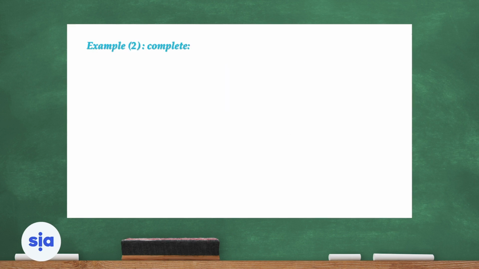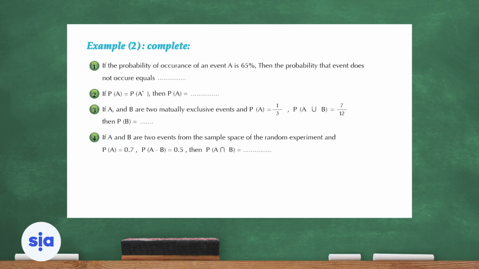Let's now move on to example 2. The question here is asking me to complete. Question 1 says, if the probability of occurrence of an event A is 65%, then the probability that event does not occur equals, yes, it's the complement of A. How do we get the complement of A? Yes, excellent. It's 1 minus the probability of A, which is in this case 1 minus 65%, or 0.65, which is 0.35, or we can call it 35%.